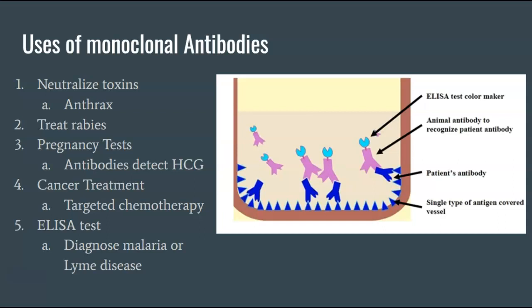Okay, so again, you do this for a lot of things beyond that. You can neutralize toxins like anthrax, you can treat rabies. This is used for pregnancy tests. This is for cancer treatment, right? You target specific things. ELISA test, that's how you say that word, ELISA, to diagnose malaria or Lyme disease. All of these things are able to be done because we can single out the antibodies that we want.